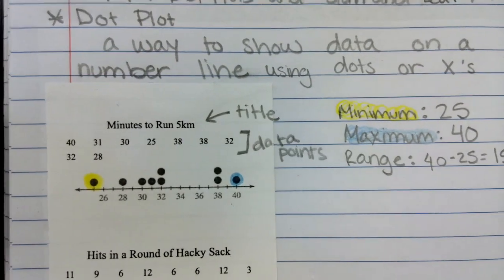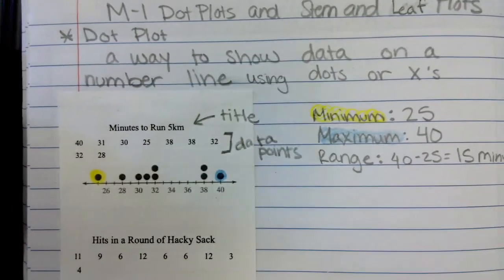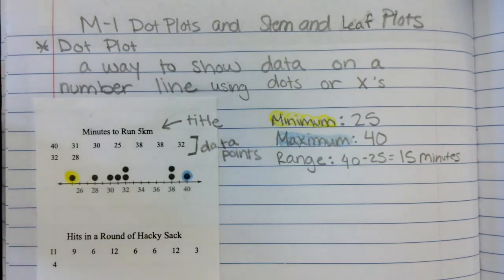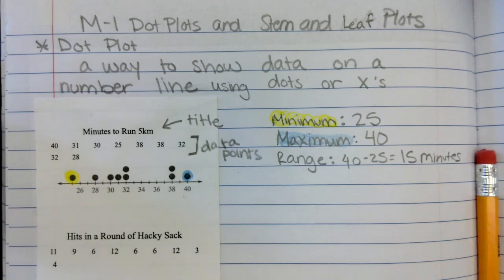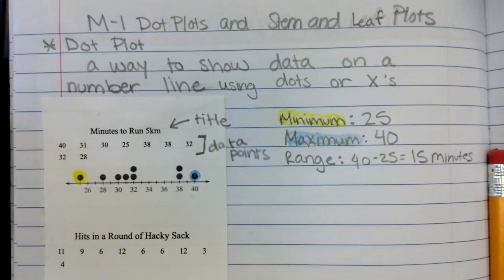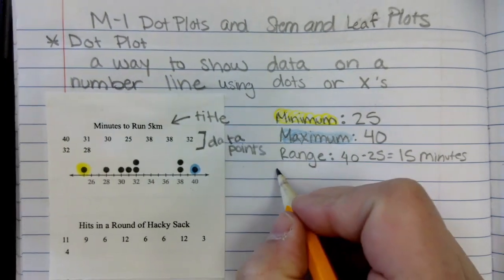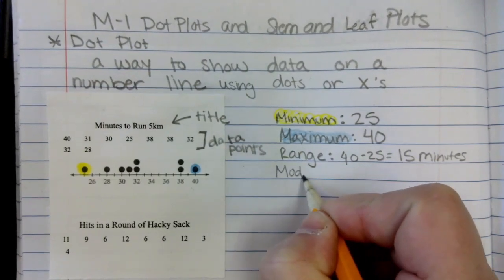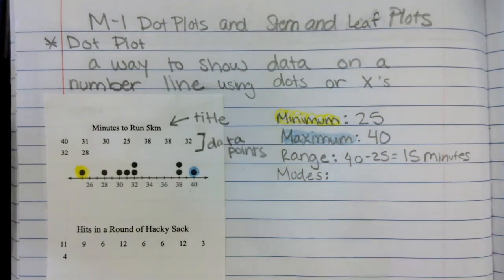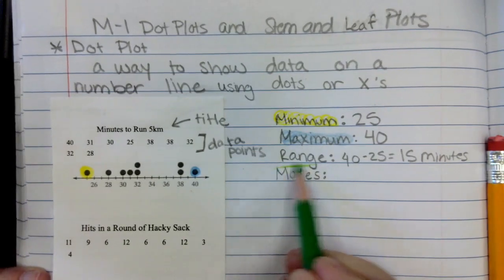All right, another thing that doesn't take quite as much time on a dot plot, what other measurement could we find really, really fast? Mode. Why could we find mode pretty fast? Yeah, it's visual. It's which one has the most stacked. Yeah, this time we have two modes. And it's the numbers that have the most dots. And here we have 32. It has 2 dots and 38.